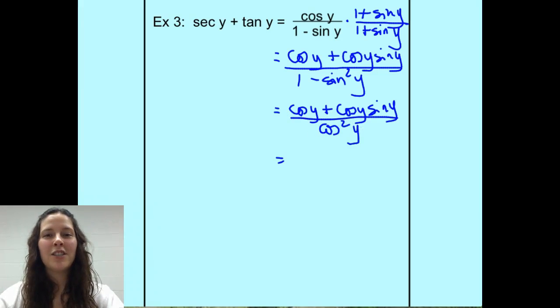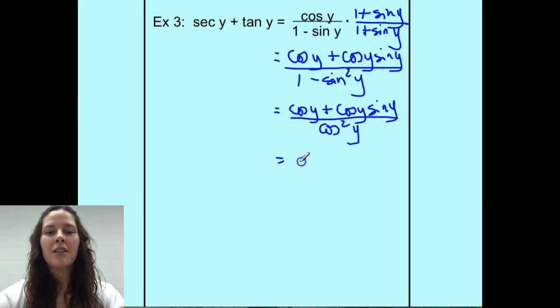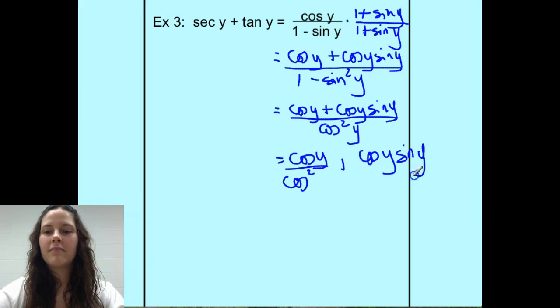Now that we have a single term in the denominator, we can go ahead and butterfly this. So I'm going to split it up as cosine over cosine squared plus cosine sine over cosine squared. Of course, in each of these, we have a cosine that cancels.